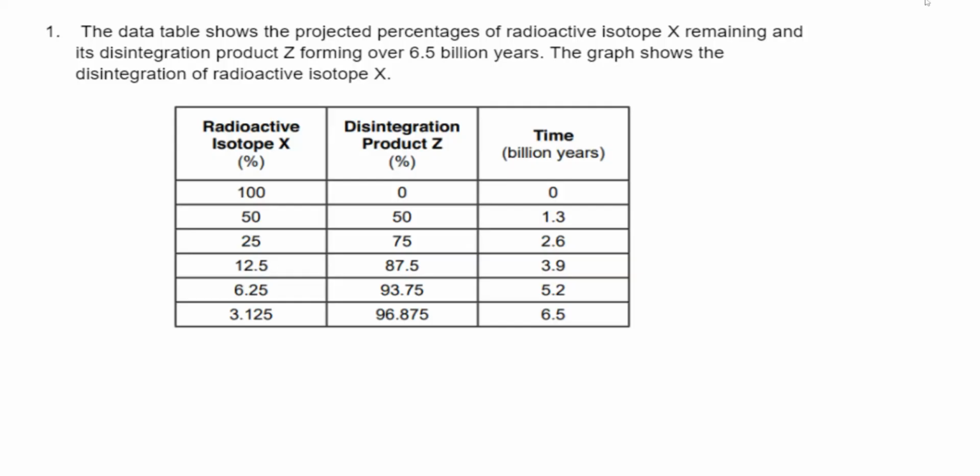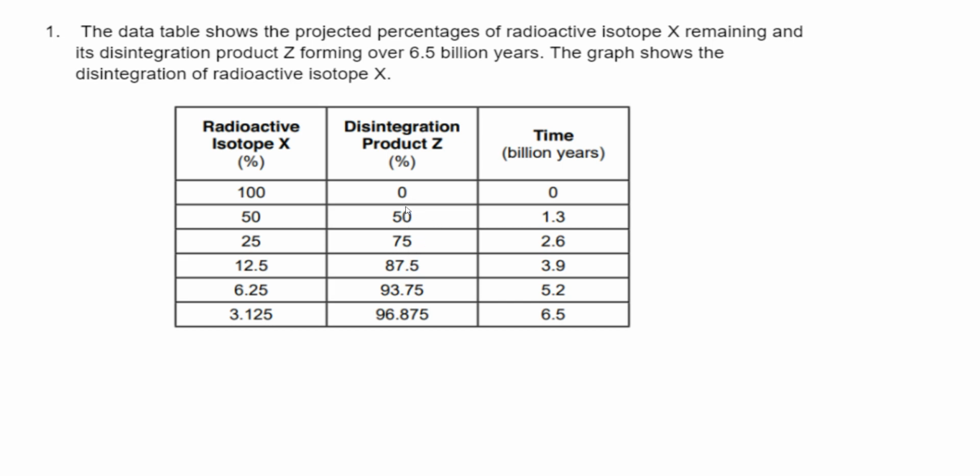Hey guys, so today we're going to go over question number 1 on your absolute dating practice worksheet. Let's get started. Question number 1 is asking: the data table below shows the projected percentages of radioactive isotope X remaining and its disintegration product Z forming over 6.5 billion years.